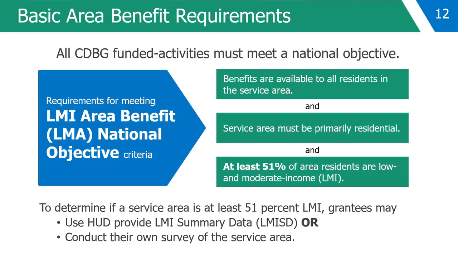Next, we're going to talk about the basic area benefit requirements. The income survey can be used to provide data that will show that the community is eligible to apply for CDBG funds. Benefits must be available for all residents in the survey area. The area must be primarily residential, and at least 51% of area residents must be LMI, or low and moderate income.